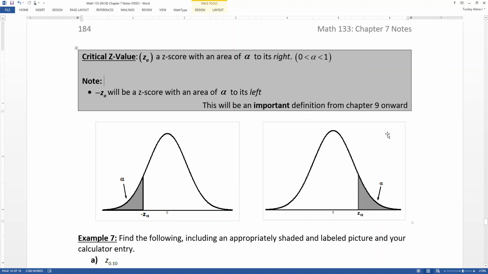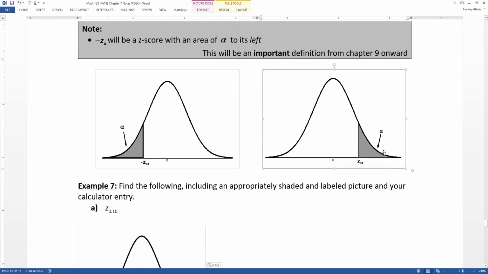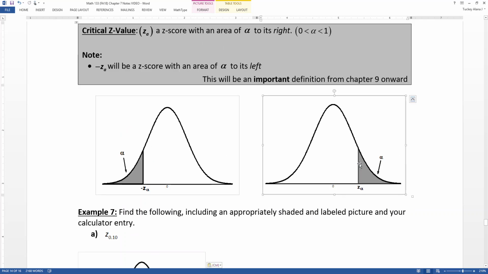So if you look over here in the right-hand picture, Z alpha is the vertical line that cuts off this shaded region. The shaded region has an area of alpha. So the gray part has an area of alpha. The line that cuts off that gray part is Z alpha. It's the critical Z value. Negative Z alpha is the same thing but on the left side. So positive Z alpha is on the right, negative Z alpha is on the left. So the area is still alpha, still that gray shaded area. The vertical line there is negative Z alpha.